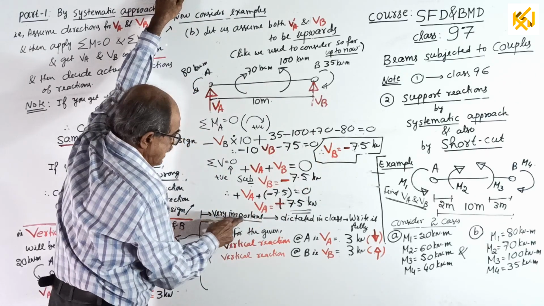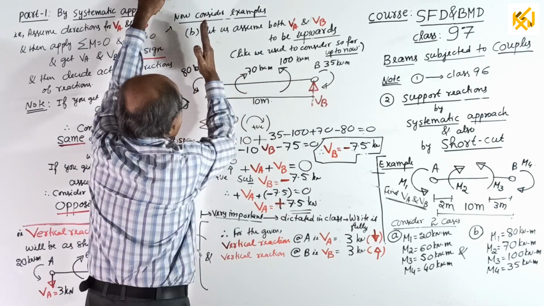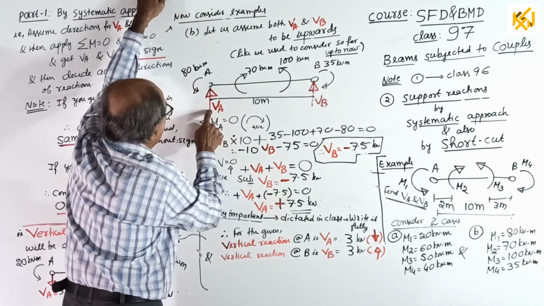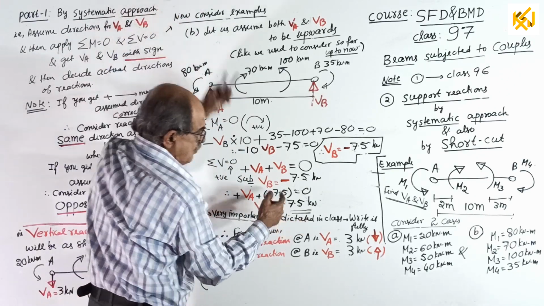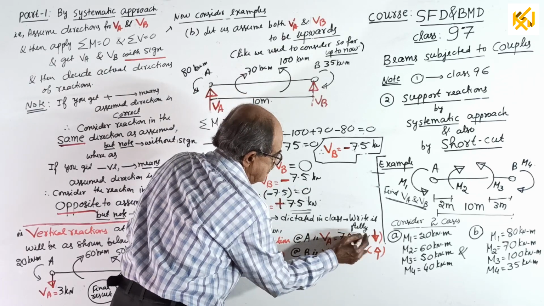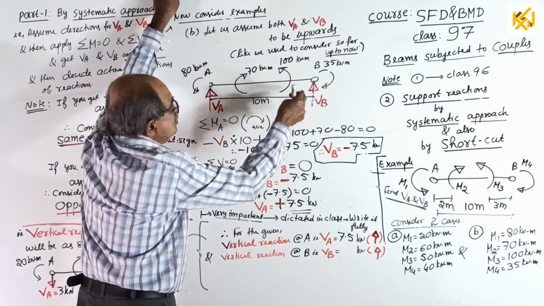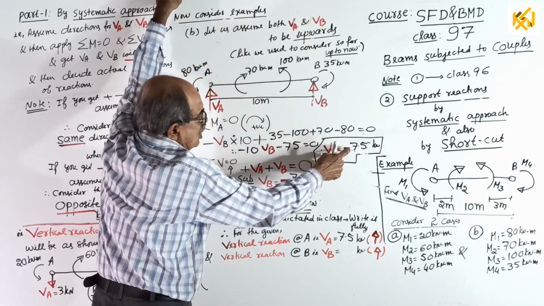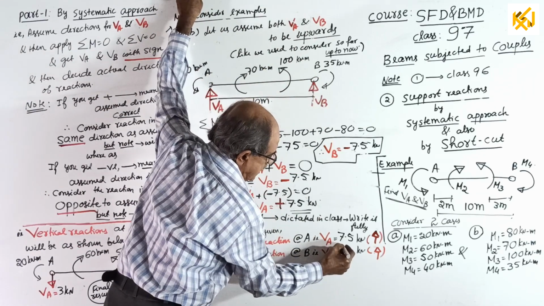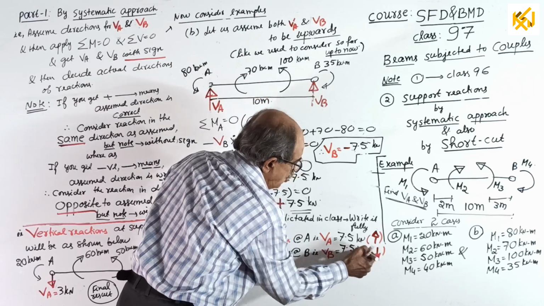Okay, now, see, now VA became minus, VB became plus. Now you can make it, see, very important. Dictated in the class, write it. We considered VA in the upward direction. On solving, VA came plus, means assumed direction is correct. Therefore, final VA is 7.5 kilonewton, in upward direction. And we assumed VB to be up. But on solving, VB came negative. Means this assumed direction is wrong. So VB equal to 7.5 kilonewton downward. Now no minus sign.